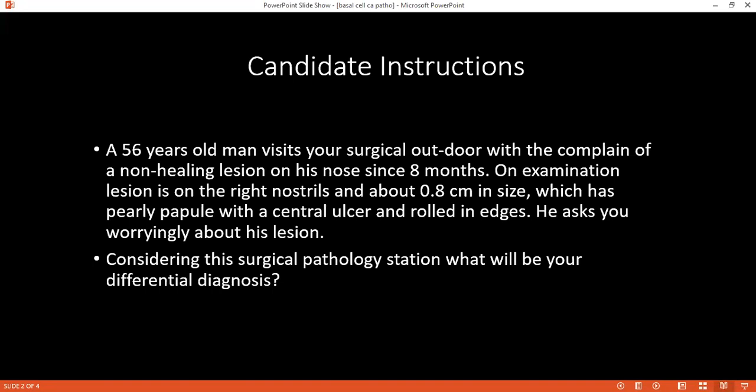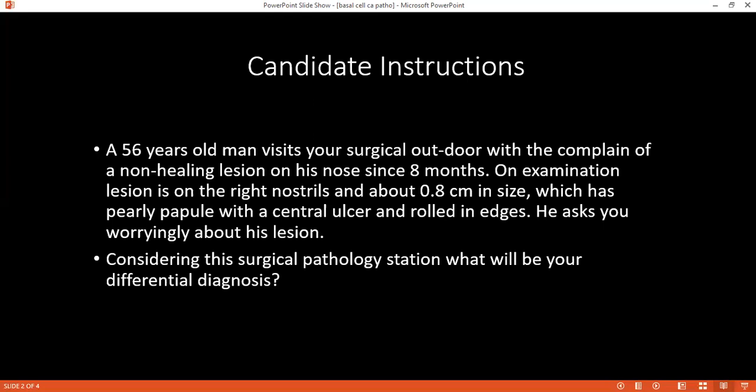Right. So if you have read and understood the surgical pathology station, kindly tell me what differential diagnoses you would consider for this patient? It could be a basal cell carcinoma of the nose. It could be a squamous cell carcinoma, possibly actinic keratosis, or Bowen's disease, or it could even be malignant melanoma.